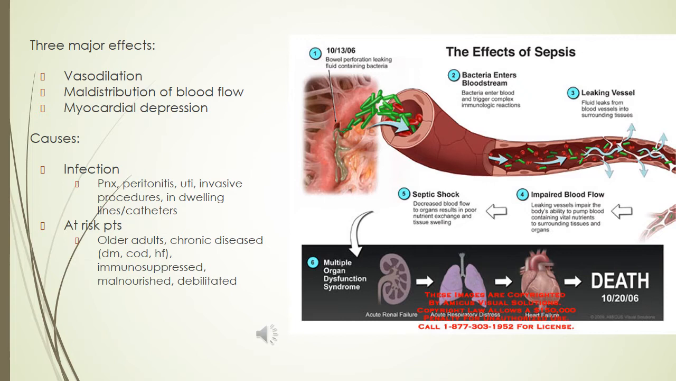The three major effects: vasodilation, maldistribution of blood flow, and myocardial depression. In the image to the right, step 3 shows vasodilation in effect and how it can affect the organs and ultimately lead to death. Causes of sepsis can be infection, pneumonia, peritonitis, a urinary tract infection, invasive procedures, indwelling lines, and catheters. Patients at risk are older adults, chronically diseased, immunosuppressed, malnourished, and debilitated.